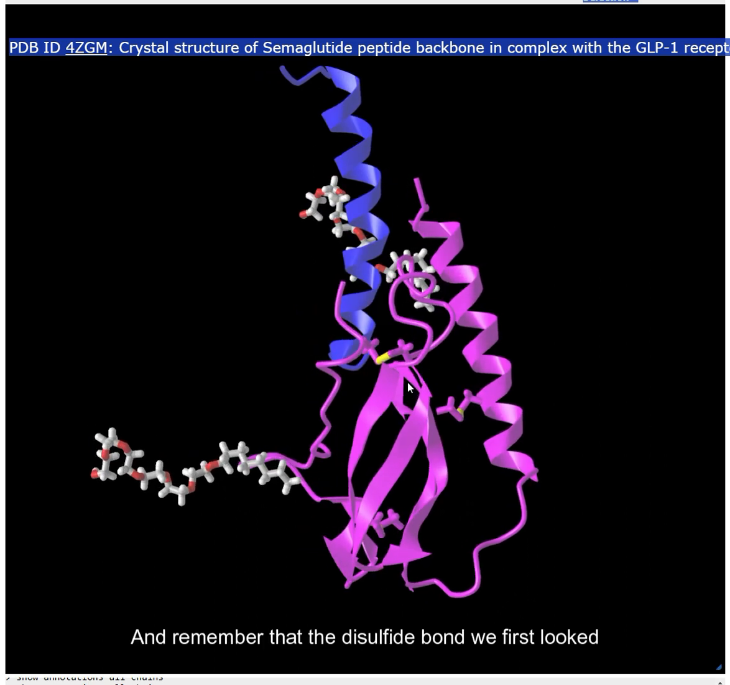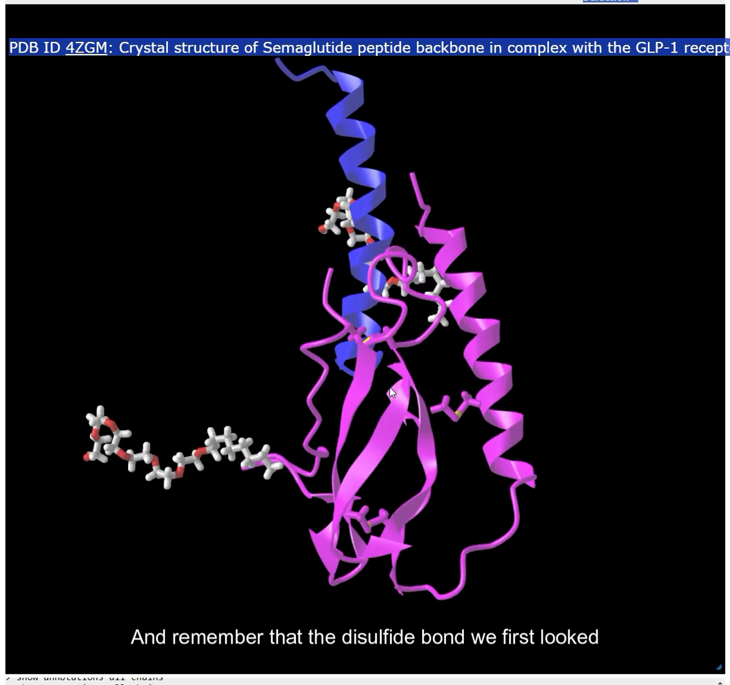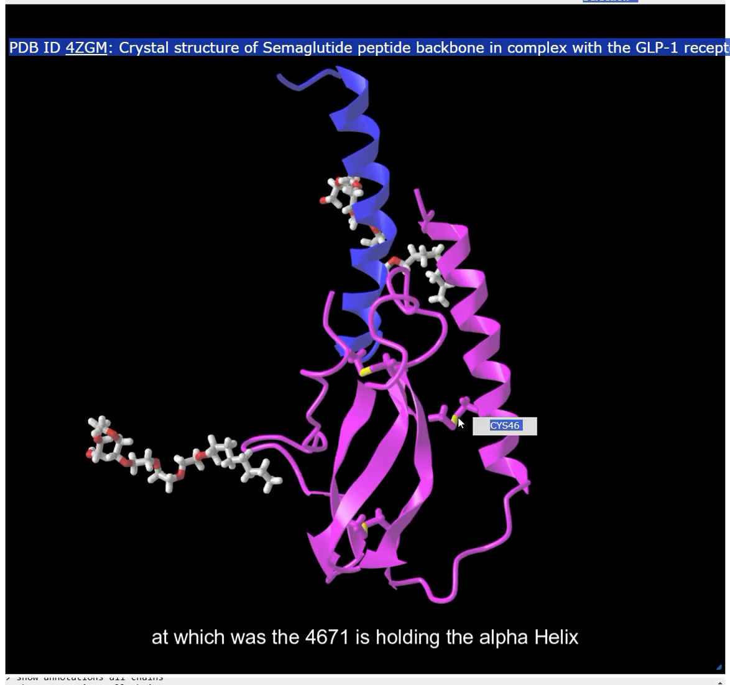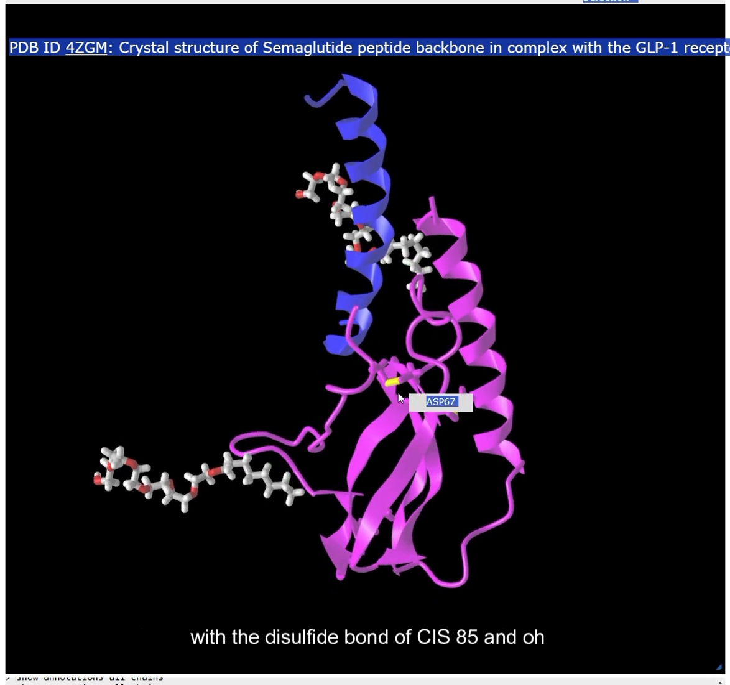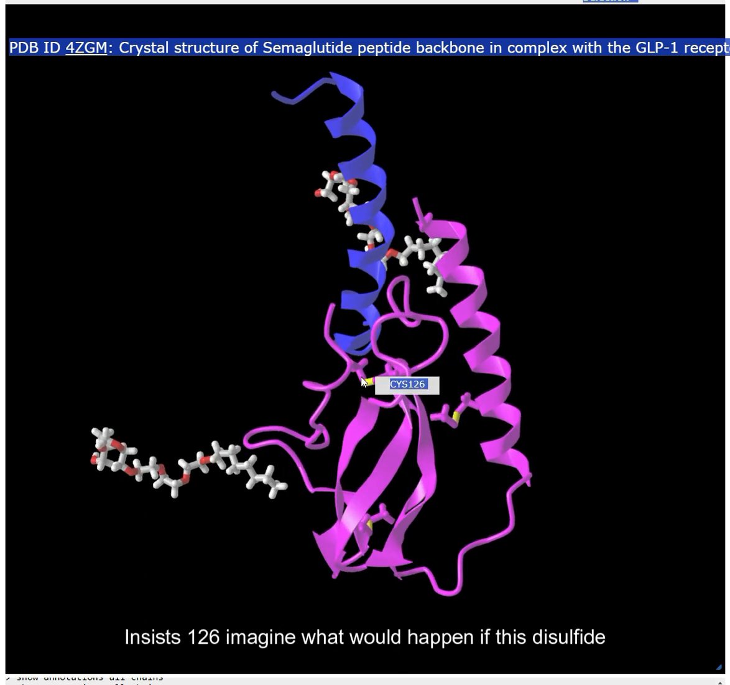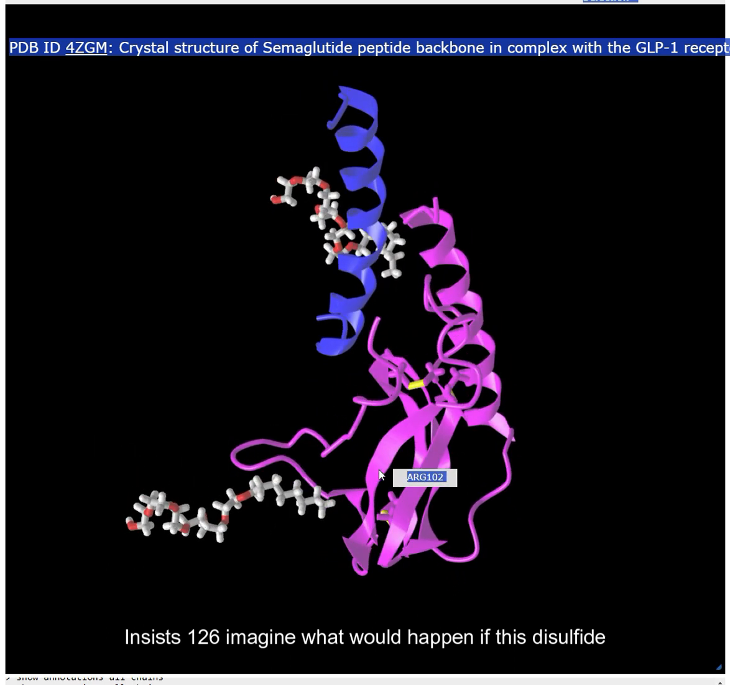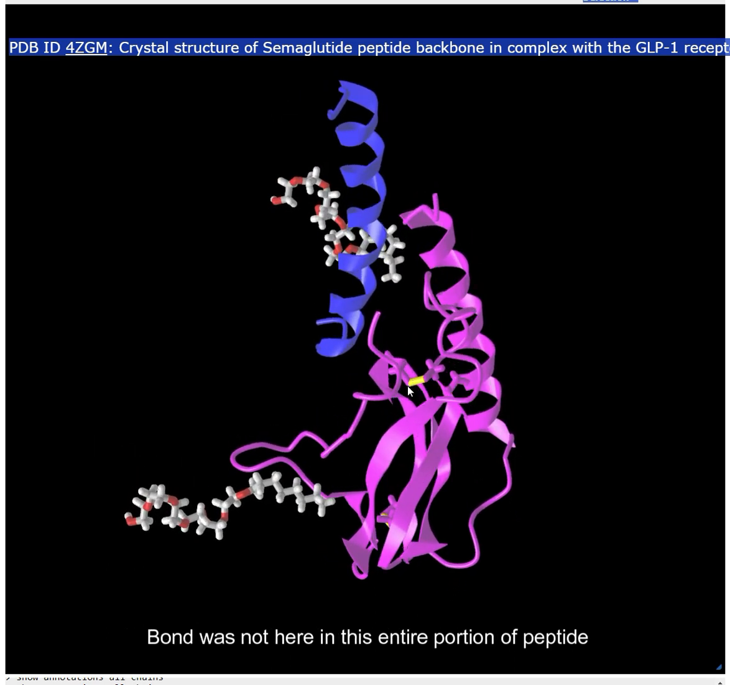Remember that the disulfide bond we first looked at, the 46-71, is holding the alpha helix to the beta sheet. But let's look, and here we see a very similar thing happening with the disulfide bond of Cys 85 and Cys 126. Imagine what would happen if this disulfide bond was not here. Then this entire portion of peptide would not be adhered.